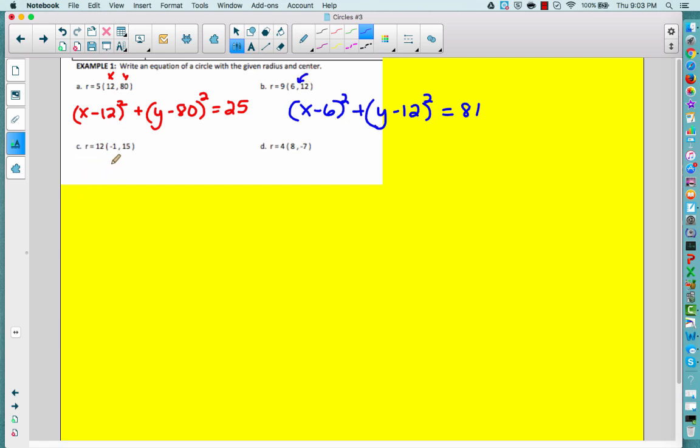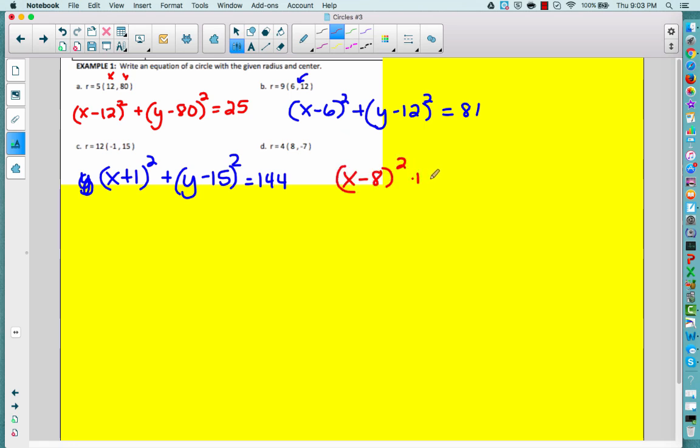All right, here's one with negatives in it. Okay, so this one will become (x plus 1) squared plus (y minus 15) squared, because that negative 1, I want to put the opposite sign in the parentheses, and it would equal 12 squared, which is 144. All right, you try the last one. Pause and try it. All right, so if you did it, you should have gotten (x minus 8) squared plus (y plus 7) squared equals 16. All right, so that's how you write the equation given the center and the radius.